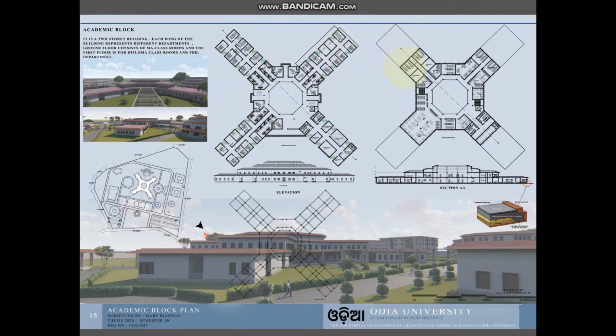On the first floor, I have placed the diploma classrooms and a PhD research center, and each department is given mini libraries. The academic block has connections to four main buildings, that is the administration, library, amenity and amphitheatre.